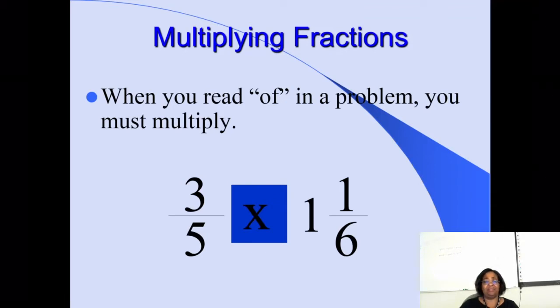What was the first step? The first step says that if you have any whole numbers or any mixed numbers, you need to make them improper. What do I have here? I have a proper fraction. And what's this? This is a mixed number. I need to change this to an improper fraction. How do I do that?